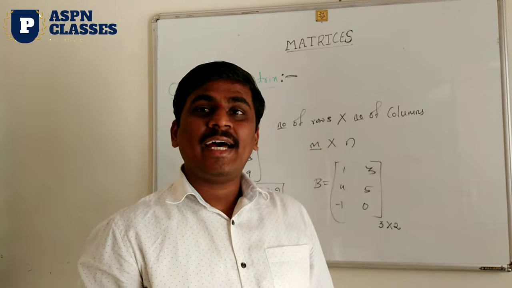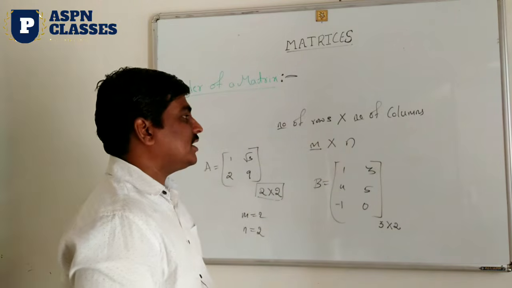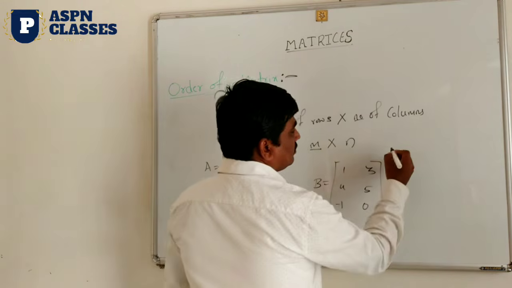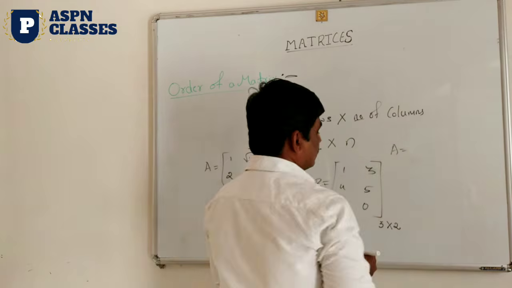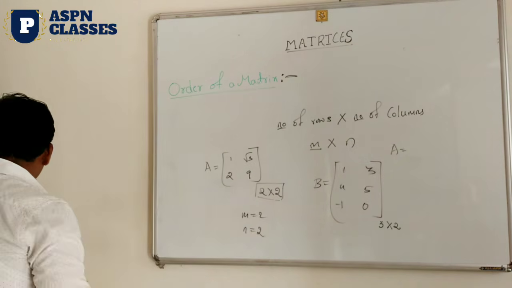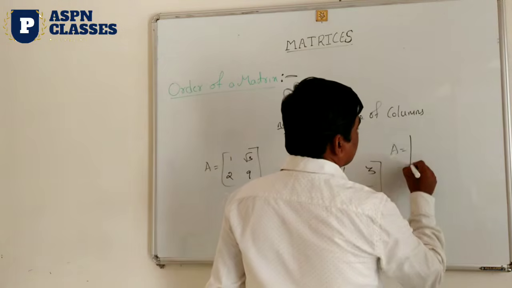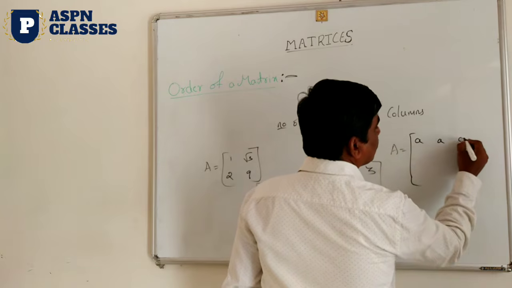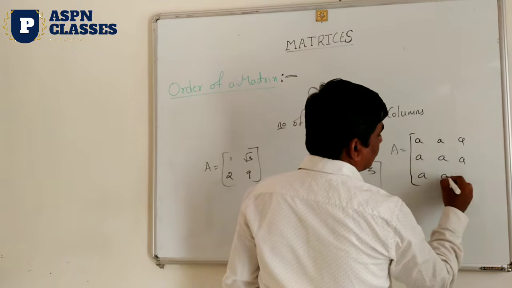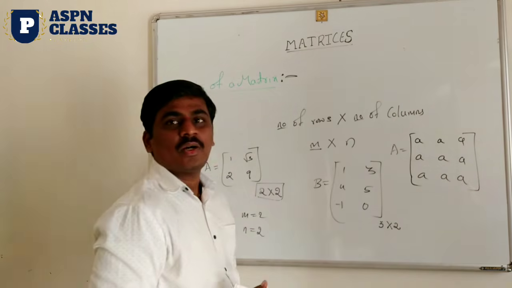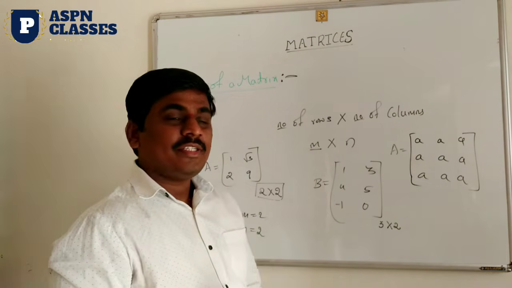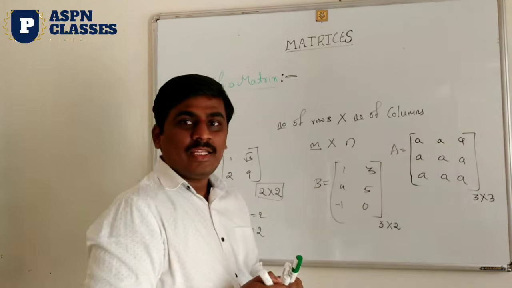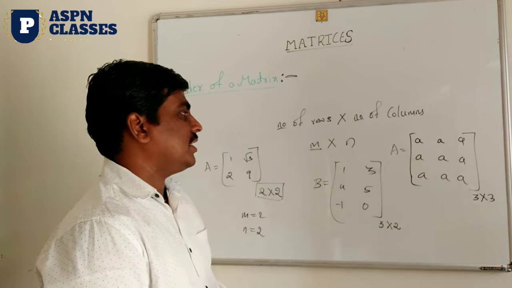So next thing is what? How to represent the elements of the matrix. Okay, I'm going to take one example here. I'm discussing how to represent the elements in the matrix. So we already know that 3 rows and 3 columns are there. So the elements you have to represent, it is a very simple case.